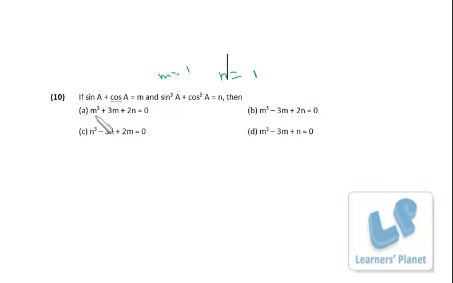So let us see. 1 plus 3 plus 2, that's not 0, wrong. 1 minus 3 plus 2, that is possible. 1 minus 3 plus 1, that is also not possible. Now still you have to eliminate one more option.